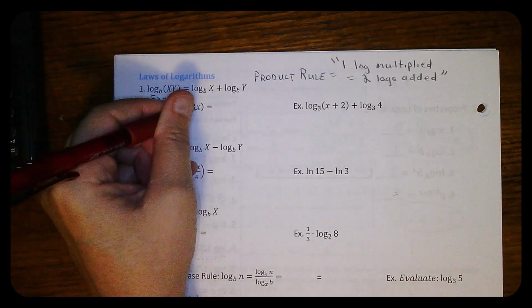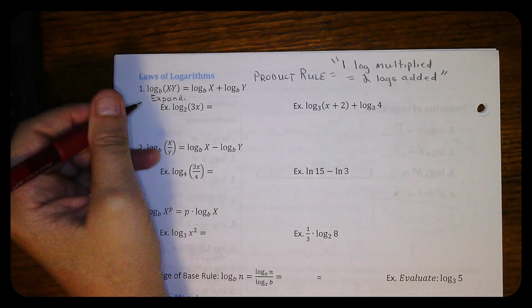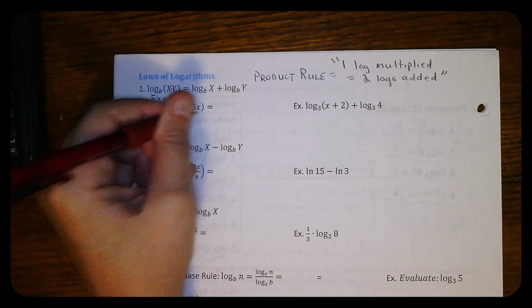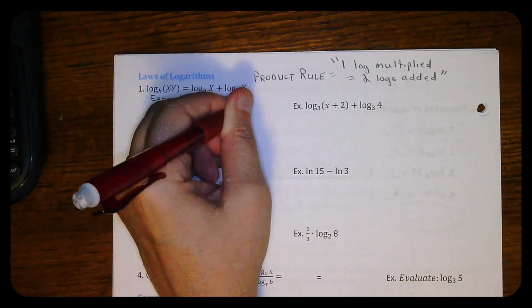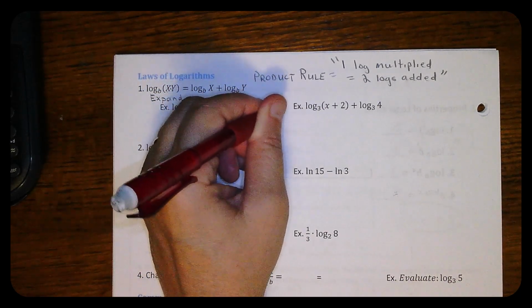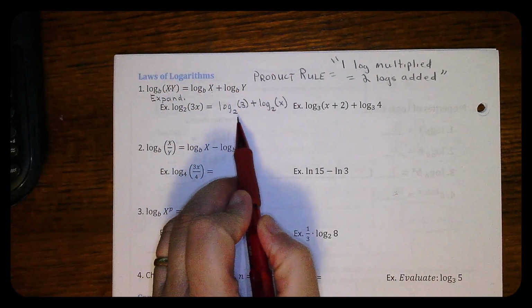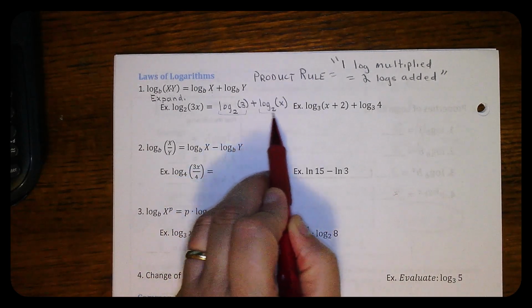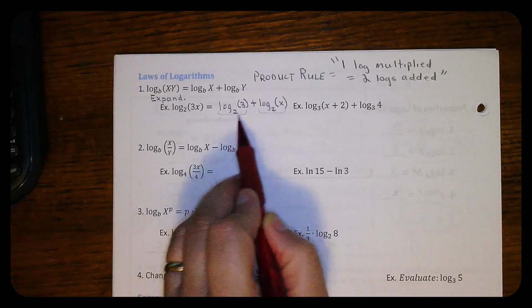So right now I've got a product in here. 3x isn't 3x, it's 3 times x. So the log base 2 of 3 times x, applying the product rule, would be the log base 2 of 3 plus the log base 2 of x. Now, we've only learned one rule so far, and the same base rule. So you would then have to look at each of these logs and see if there's any property that we can apply, and there's none.